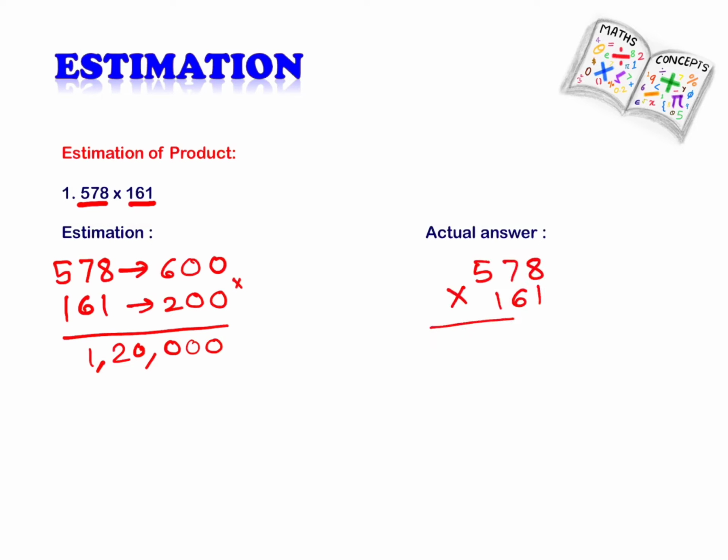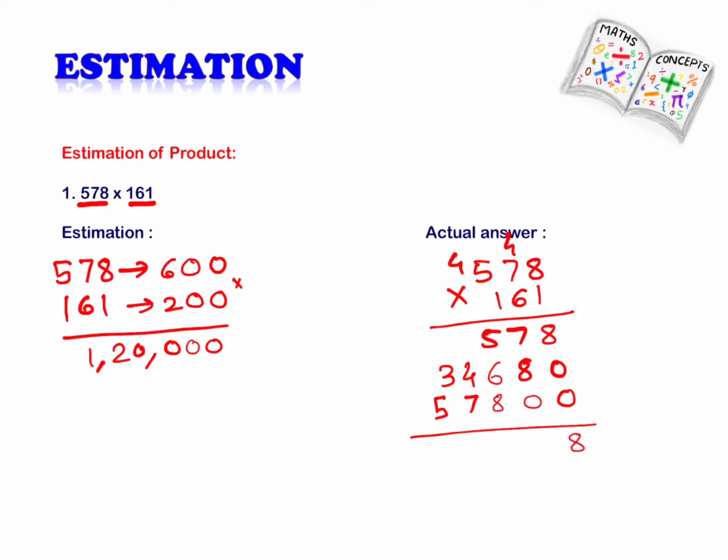578 into 161. This becomes 6 8s are 48, 4 6 7s are 42 plus 4 46, and 6 5s are 30 plus 4 34. Then again 8 7 5 8 7 plus 8 15, 1 12 plus 8 20 and then 7 plus 6 13 and this becomes 93,058.